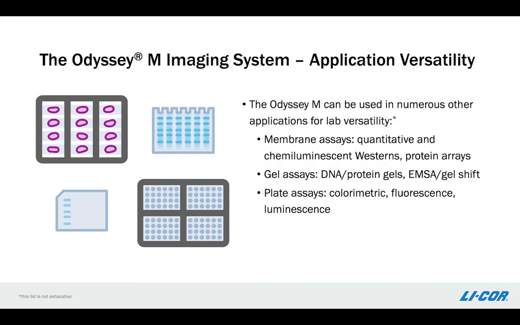All of this is possible with the Odyssey M Imaging System, but given its extreme versatility with 18 channels of detection, the system can also be used to do membrane assays, gel assays, and plate assays, in addition to the tissue imaging.